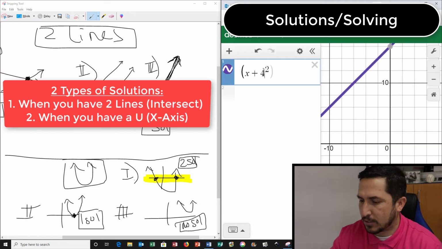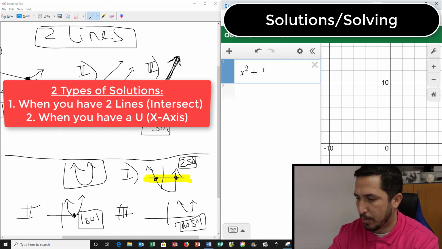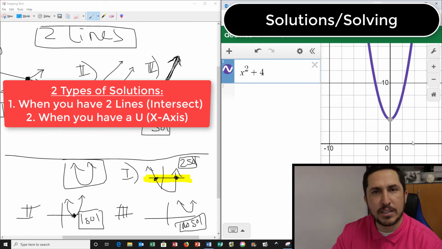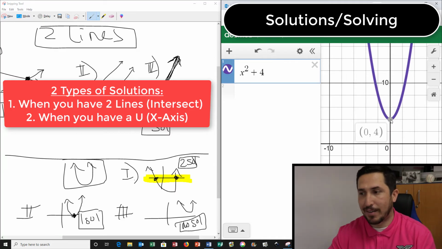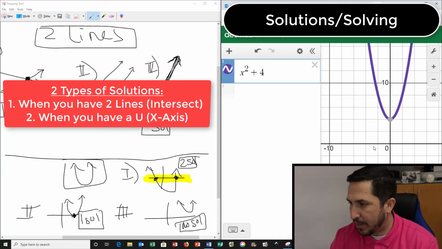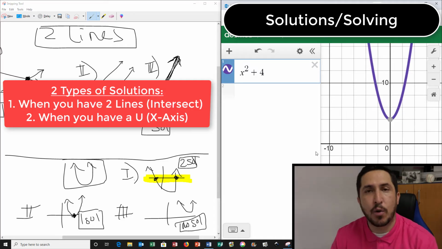Now here's one that has no solutions. X squared plus 4. See how he doesn't touch the x-axis? This is what no solutions looks like. Oh, I can click here. Let me put a 4. No, don't trick yourself. This is the X line right here. If it doesn't touch it, there are no answers whenever you have a U.